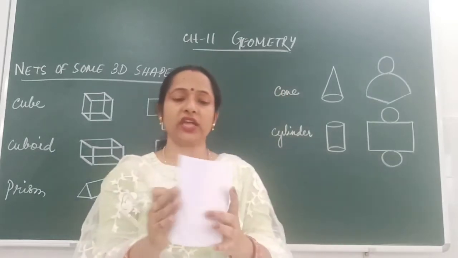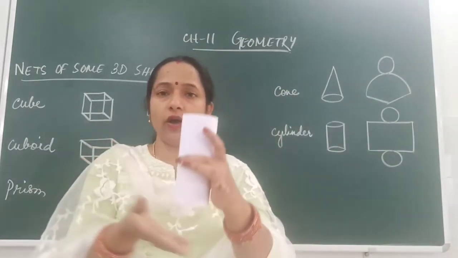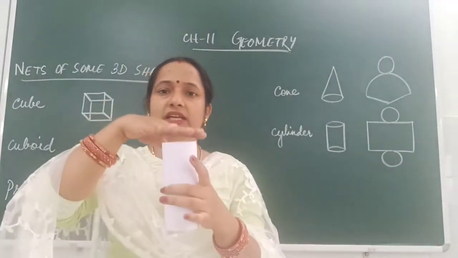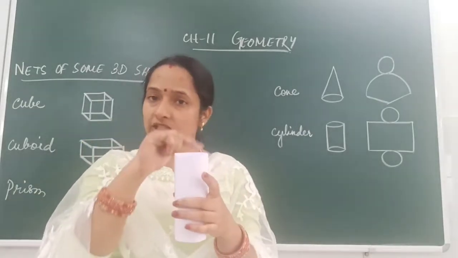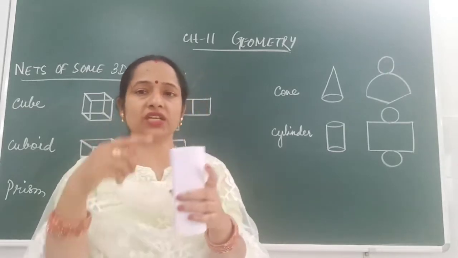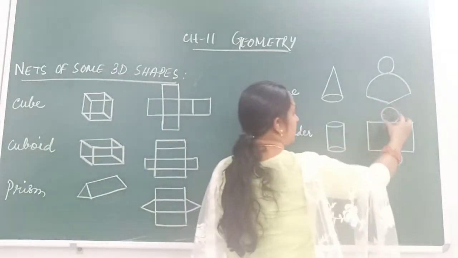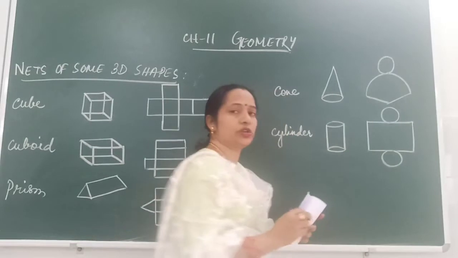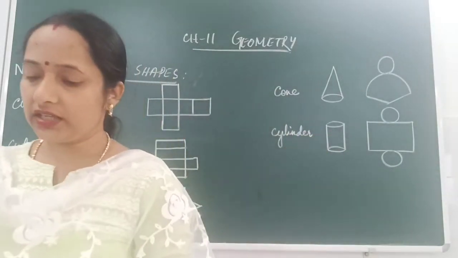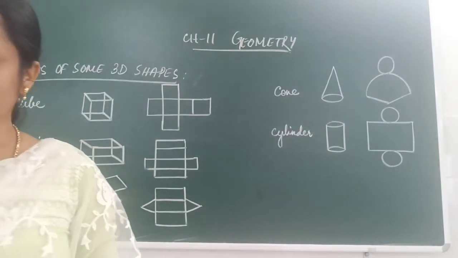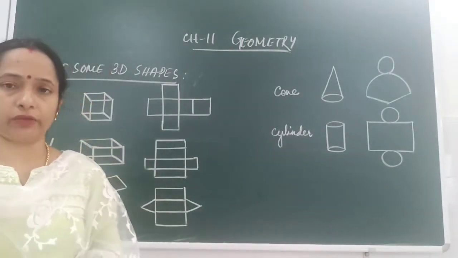And suppose I have the lids on the top and bottom. As the top and bottom surfaces or faces of a cylinder are circular in shape, I will get two circles if I cut them out. So I will get two circles and a rectangular shape in between when I cut the curved surface. So children, these are the nets of certain geometrical 3D shapes.